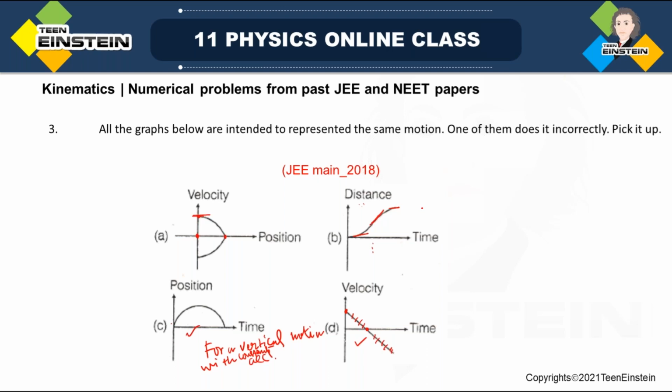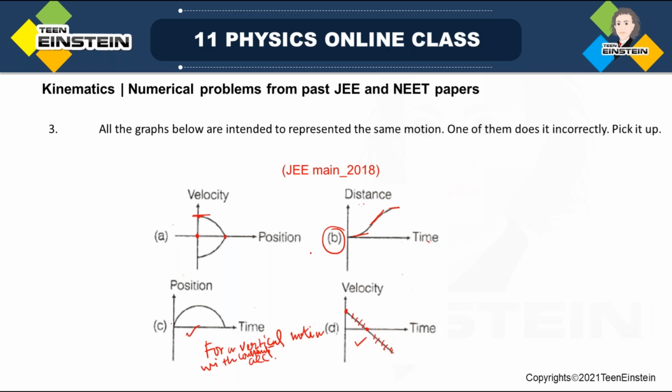That means its velocity is going towards zero, but not the other way. It is not going towards the negative direction in this given figure. So it is not actually indicating vertical motion as such. That's why this option will be the odd one.